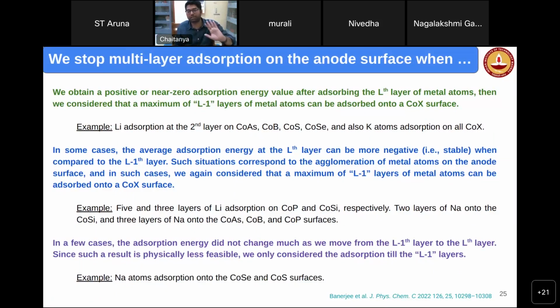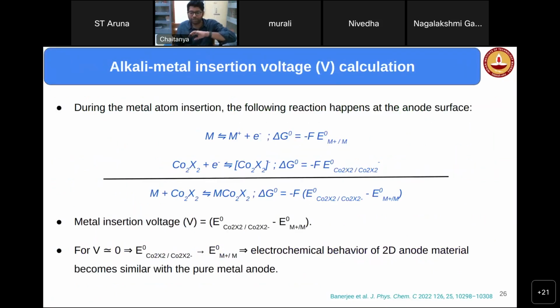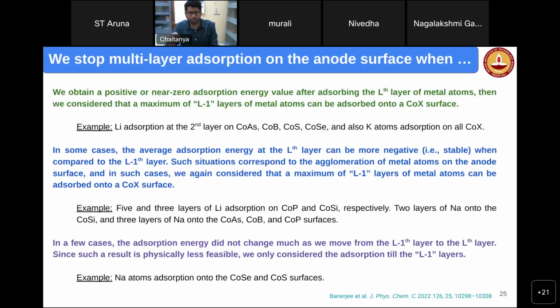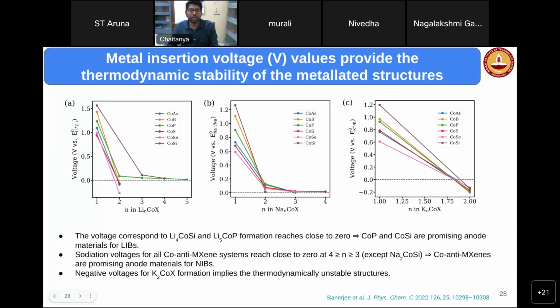If you discard all those scenarios, here is what we found. I will just show you the values once and come back to this. For certain cases, like lithium, it is cobalt silicon and cobalt phosphorus that absorb the most. Similarly for sodium, apart from cobalt Si, everything else is able to absorb up to 3 to 4 layers. You can see here that up to 3 layers is okay.